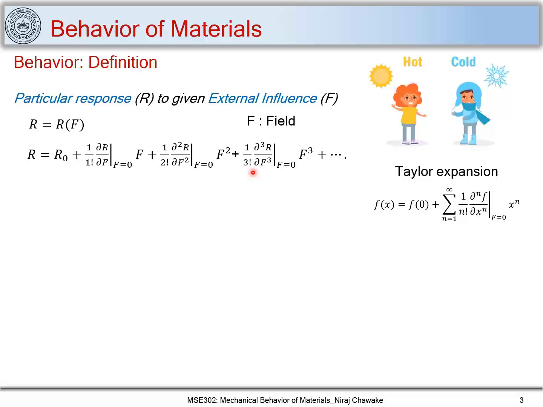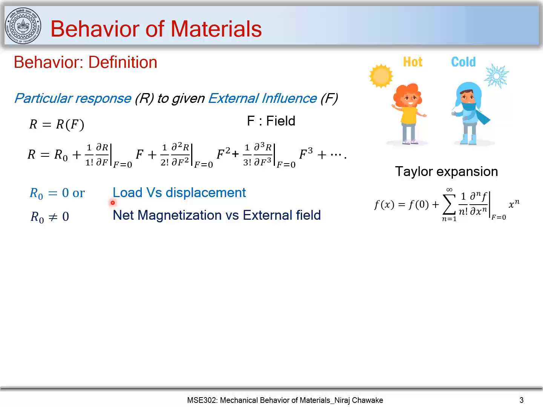This R naught can be equal to 0 or may not be equal to 0. R naught is the value of R, or the response of a material, when there is no external field. This R naught can be 0. Let's consider the case of load versus displacement. When there is no displacement, the load will be equal to 0.